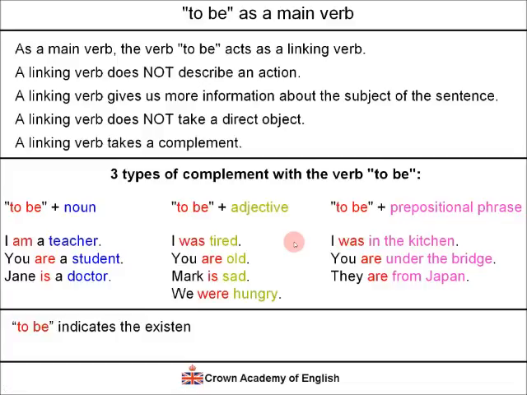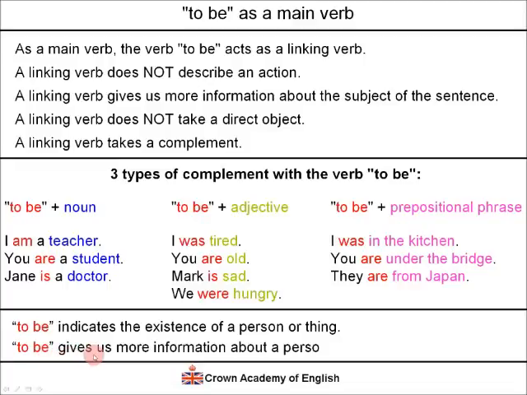So to be, when it is a main verb, the use and the meaning is it indicates the existence of a person or thing. For example, here, we are indicating the existence. Or it gives us more information about a person or thing. Like here and here, we are giving more information about the subject. Okay, but there's no action.